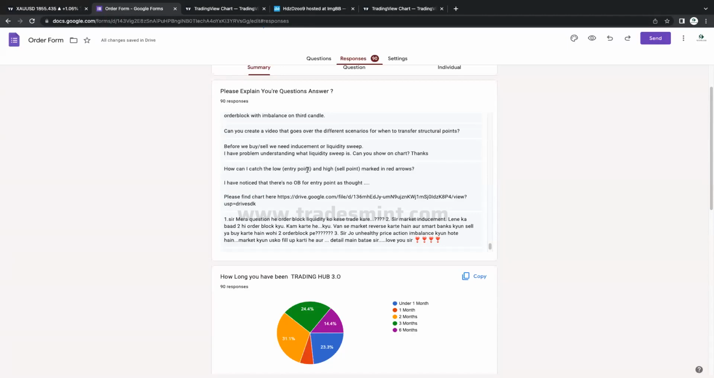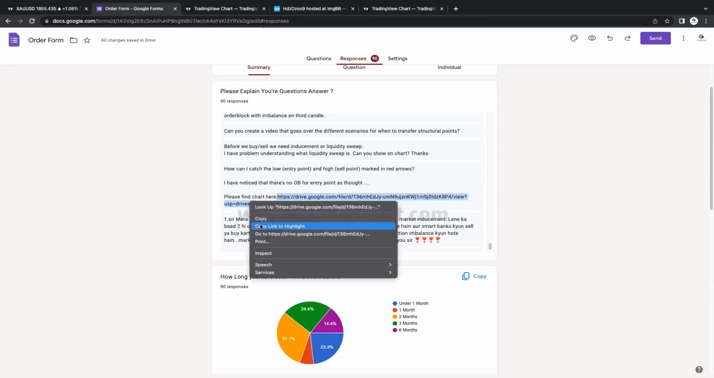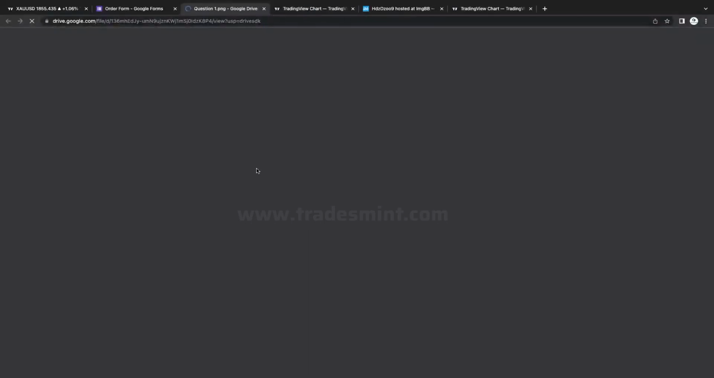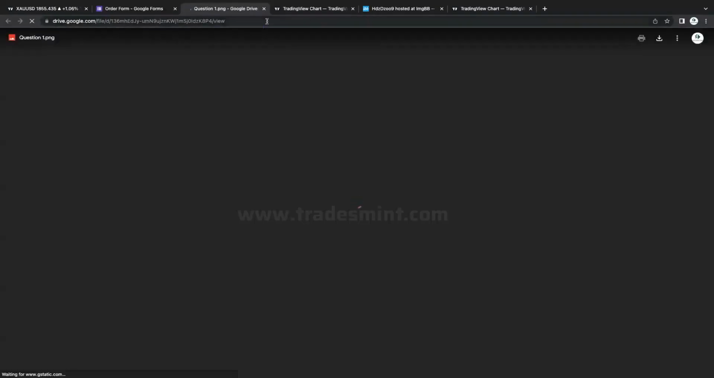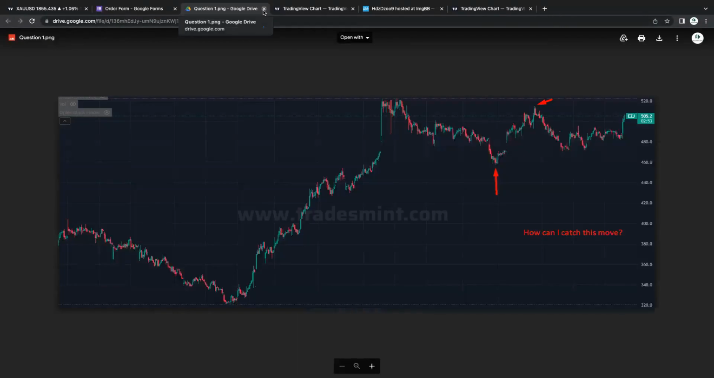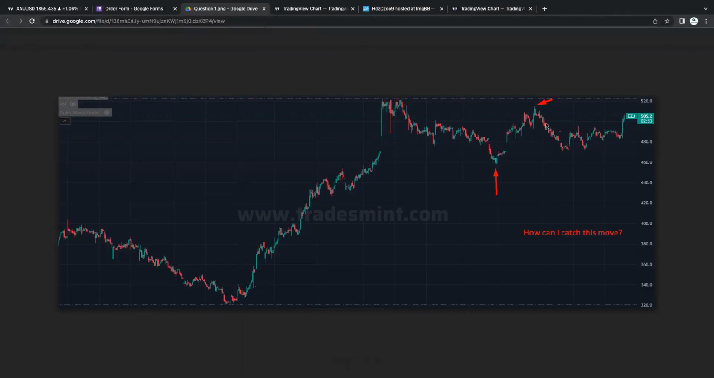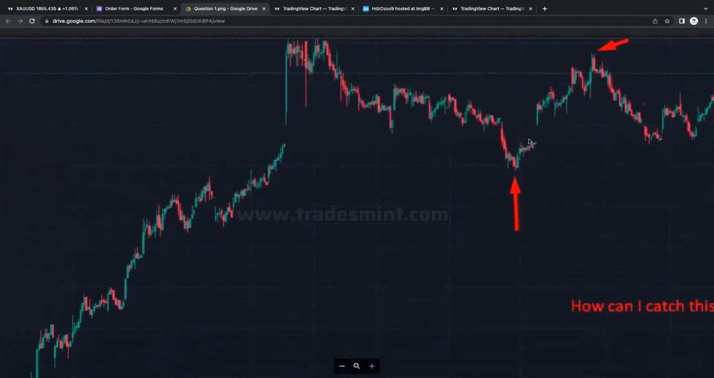How can I catch the low for buy and the high for sell in the right way? I have noticed. Okay, let's open this one. How can I catch this move? I'm not able to find the exact chart actually.